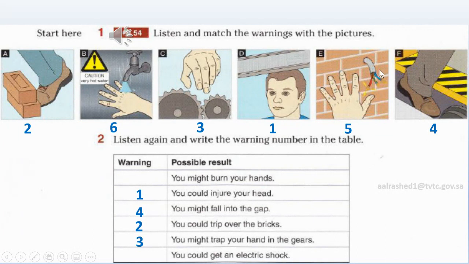For number five, as we said before, if the person touches these wires, he would get an electrical shock. So the answer here is electrical shock. Finally, okay, this is what? This is a hand. So what would happen to the hand? He would burn them. So this is six.